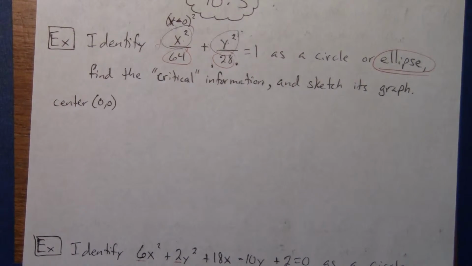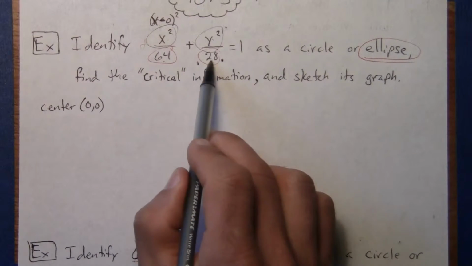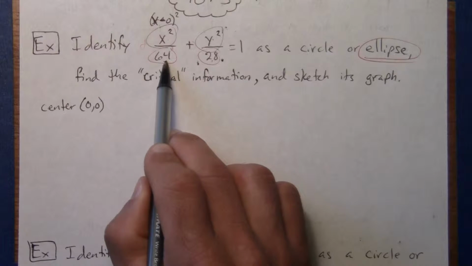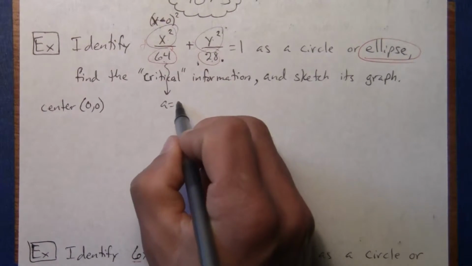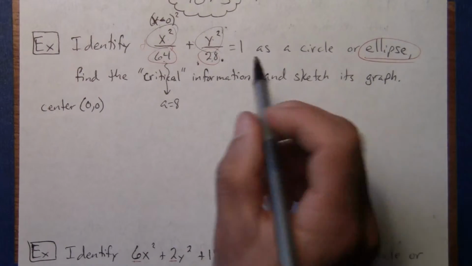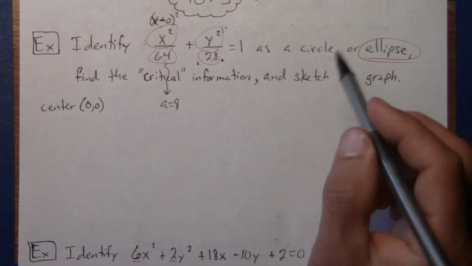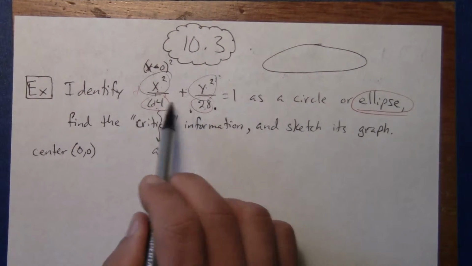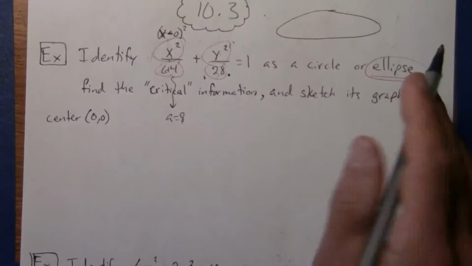It's at 0, 0. Because it's an ellipse, remember that the bigger of these two denominators is the a squared number. So a squared is 64. That means a is 8. And since 64 is under x, that means my ellipse is longer horizontally because it's under x. If the bigger number was under y, it would be longer vertically. Alright, so why is that important?